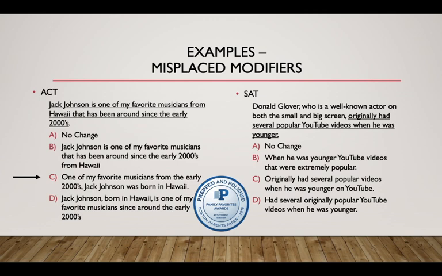First of all, I would have gotten rid of B. B just seems a little bit awkward: when he was younger YouTube videos that were extremely popular. Then between A, C, and D, I would work off of what are we trying to say? He had popular videos on YouTube when he was younger. So, A is the best option because we're trying to talk about he had these YouTube videos when he was younger, not he had videos when he was younger on YouTube. It's more about where the videos are or coming from. So that's how we work through this one.